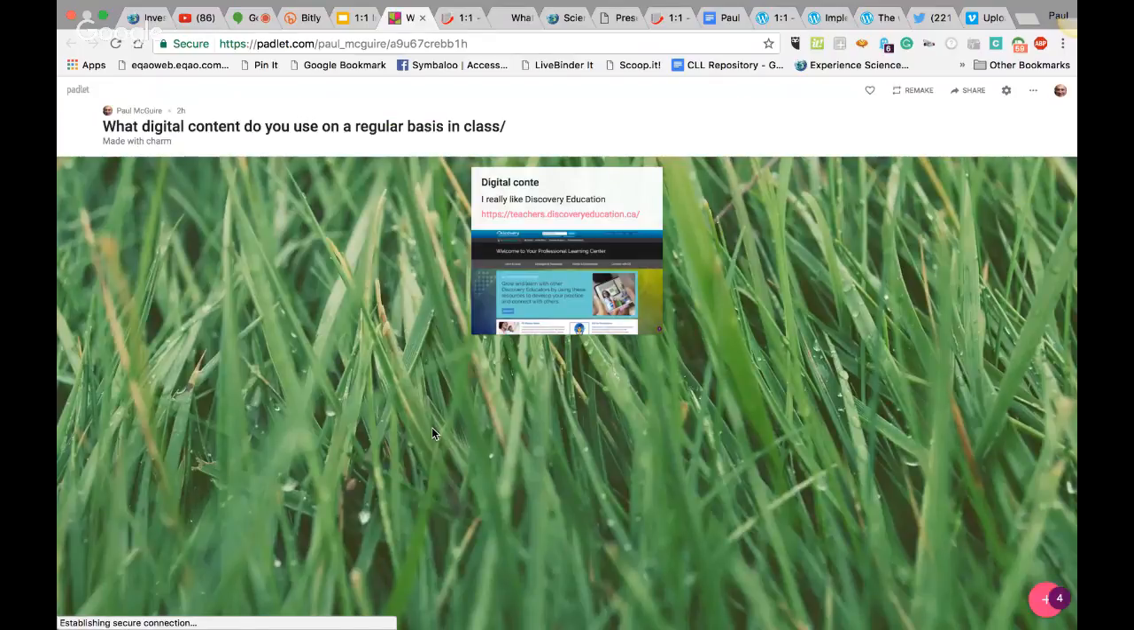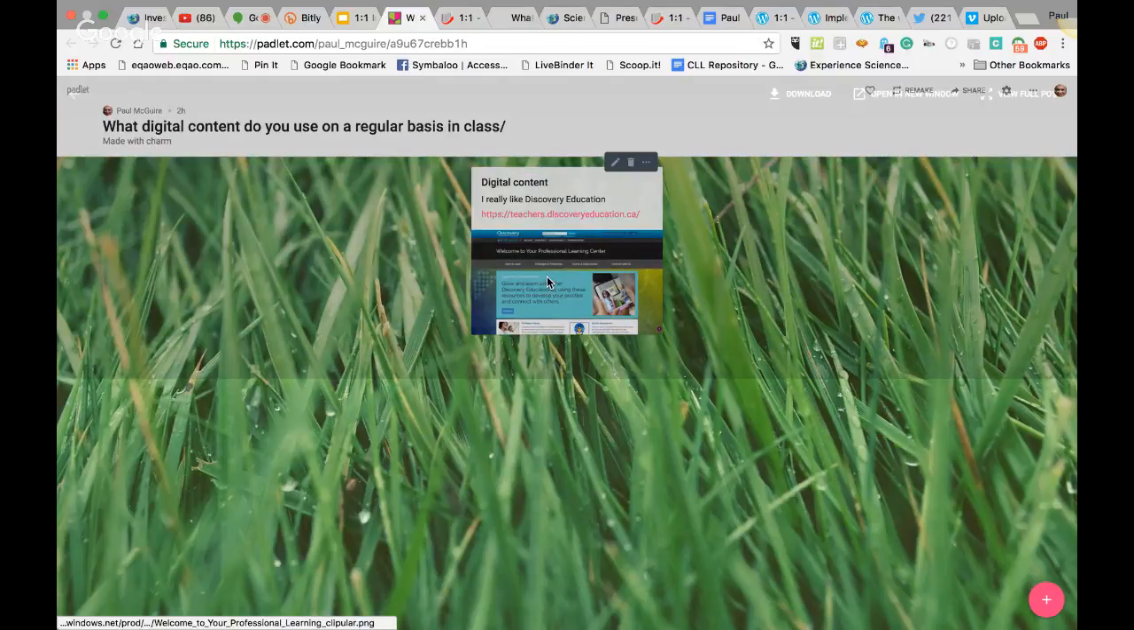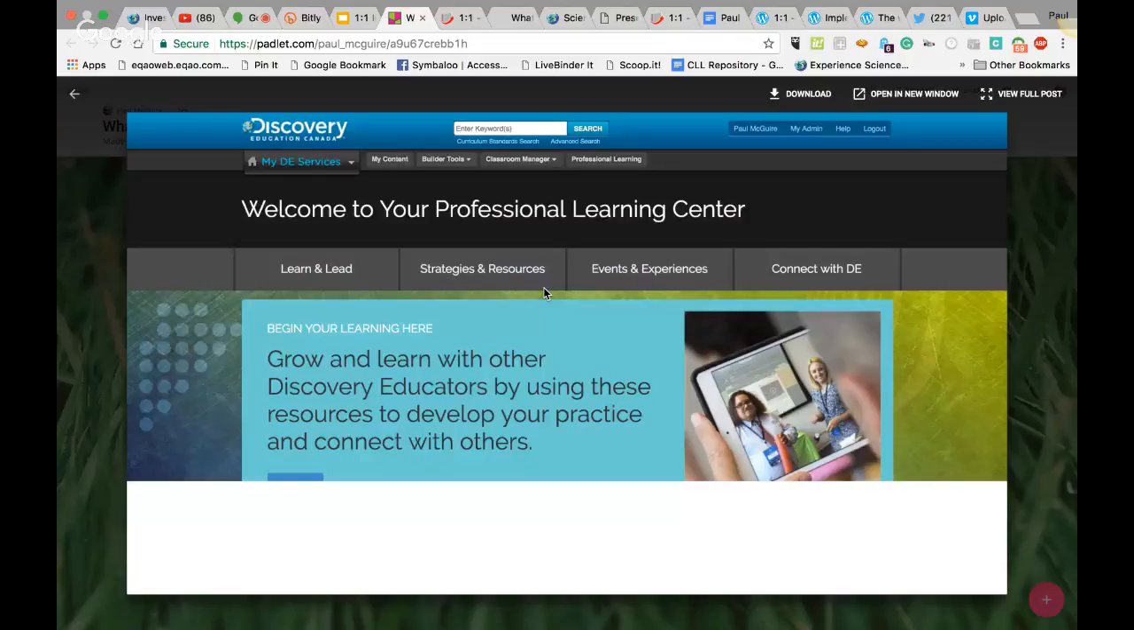One thing I put here is a Padlet. I think this is it. Yeah, it's going to come up. And this is something you can add. I'll leave this open so that you can take a look at it. The Padlet, it was just a simple question: what kind of digital content do you use on a regular basis at your school? I just put something in about Discovery, and I added just a screenshot of the Professional Learning Center.